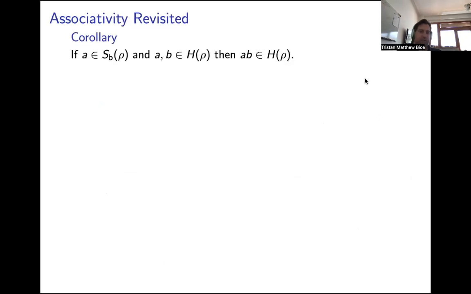Now we can go back to associativity, but this time we're going to do it in a more general setting. So remember before, at first, we could only prove associativity when either the leftmost or the rightmost section happen to have finite support. Now we can do it in a bit more general way. So let's say we have something with finite B norm. And this is the corollary I have to prove before I get to this.